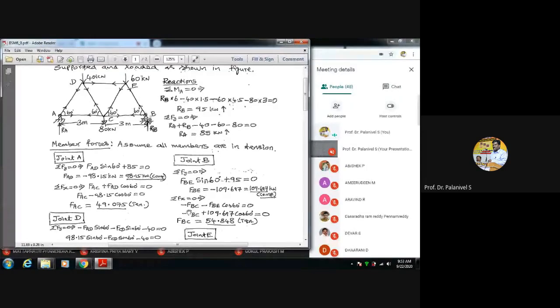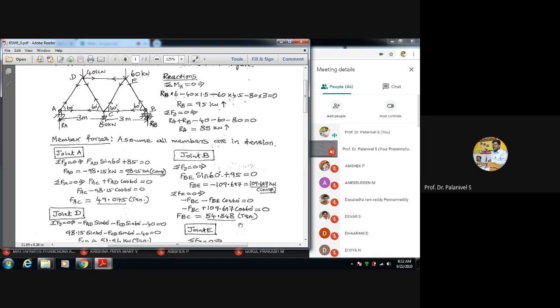Left minus sign. Minus FBC minus FBE, force in the member BE, we resolve it, so cos 60 is equal to 0. From this, FBC is found to be 54.848, with positive sign you are getting. It means that member force is in tension. That member is subject to tensile force. That is the meaning of it.